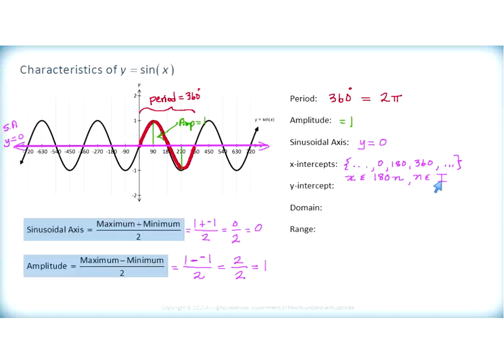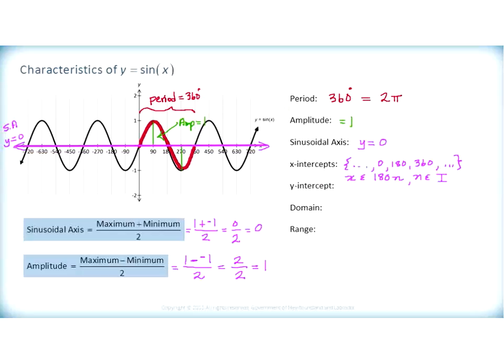When n is equal to 0, and 0 is an integer, you have 180 times 0, which is 0. That gives us the y-intercept here, or the first x-intercept. When n is -1, you have another x-intercept at -180. Similarly, when n is -2, you have another x-intercept at -360. So x belonging to 180n, where n belongs to any integer, gives us all the x-intercepts for this function.